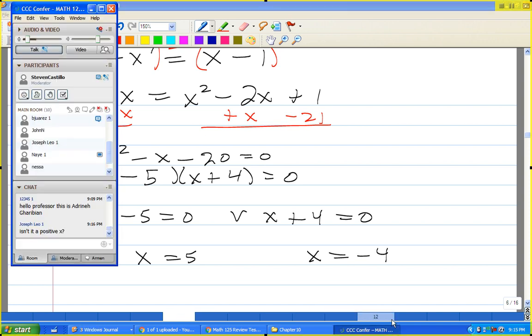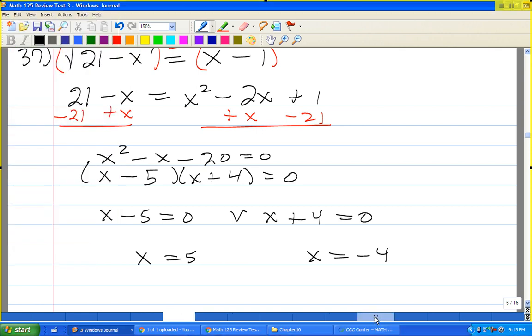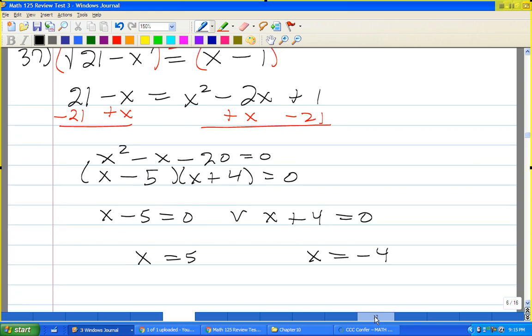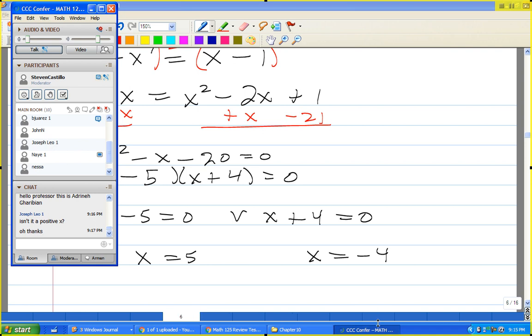Okay, let me see. Isn't it a positive x? No, because it's negative 2x plus 1x, which gives me a negative 1x.